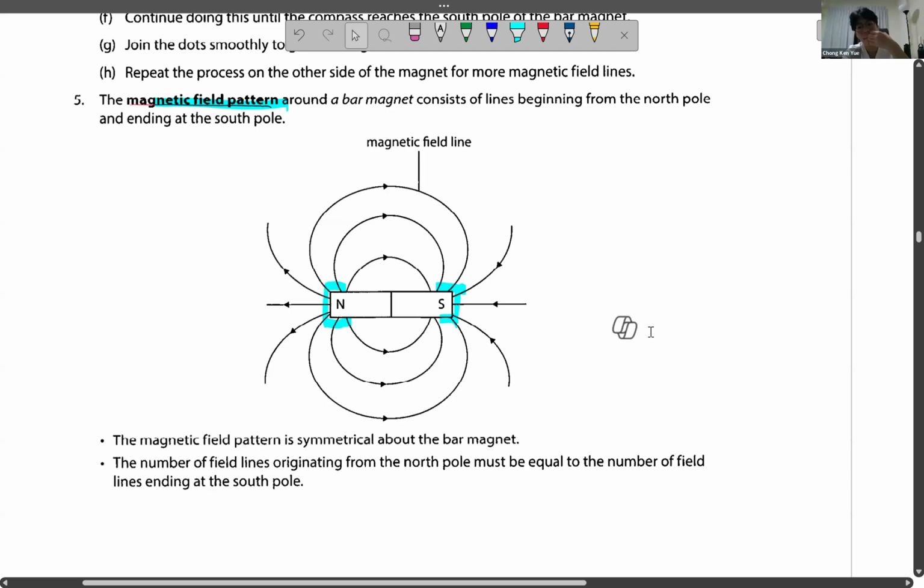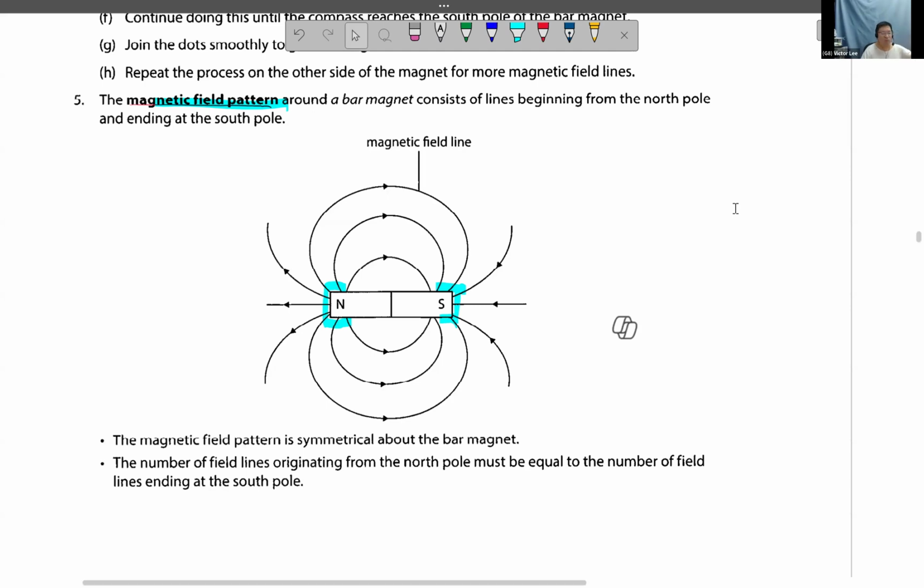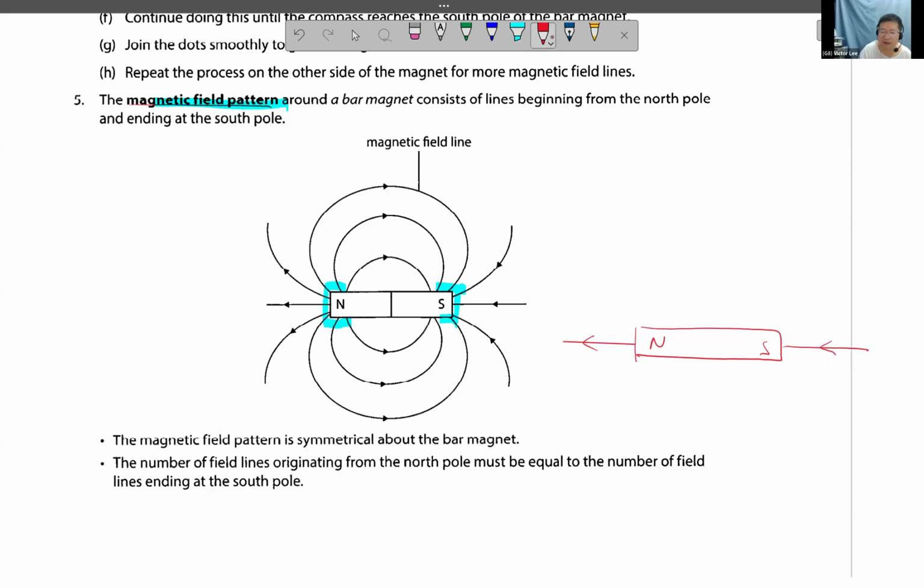Do you know how to draw this? You must know how to draw this. Okay, I'll show you, very simple. First, I draw a magnet, north-south. North must be out, south must be in, like that. That's all. And then I do this, a wide curve.